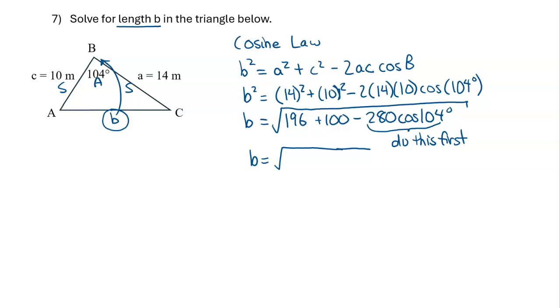So if you've done that properly, what you end up getting is 363.73813, and it goes on from there. After taking the square root of that, you get 19.1 meters. You'll notice that because that's opposite the 104 degree angle, it should make sense that it is the longest side on the triangle. So always ask yourself that when you finish the question. Does that make sense according to the diagram that I have labeled earlier on?